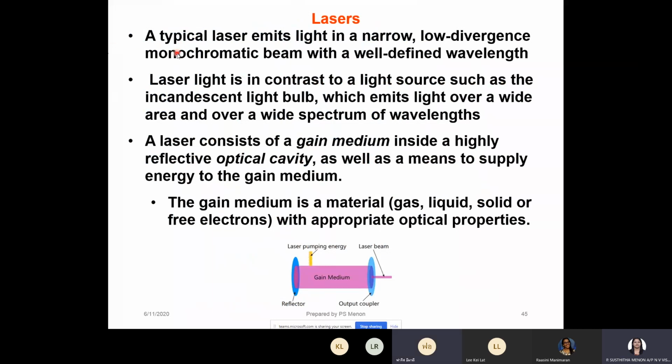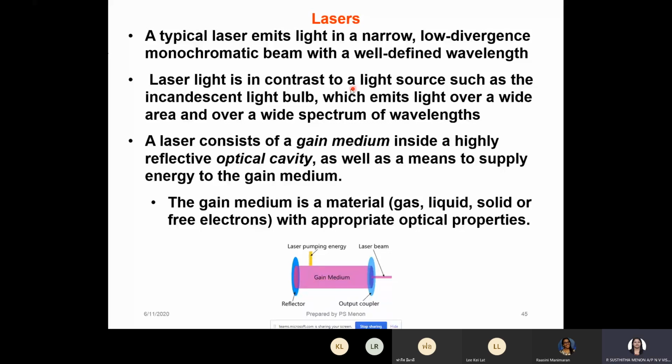So a typical laser emits light in a narrow, low divergence monochromatic beam with a well-defined wavelength. So basically, a laser should have a gain medium or the active region. Unlike LED, in laser, you have a pumping source. Something needs to be supplied. It must be stimulated. LED is spontaneous because of the material. And another important thing about laser is there needs to be a reflector or a mirror. So light will be reflected, oscillated back and forth, back and forth. It gains momentum and it will be lased out.